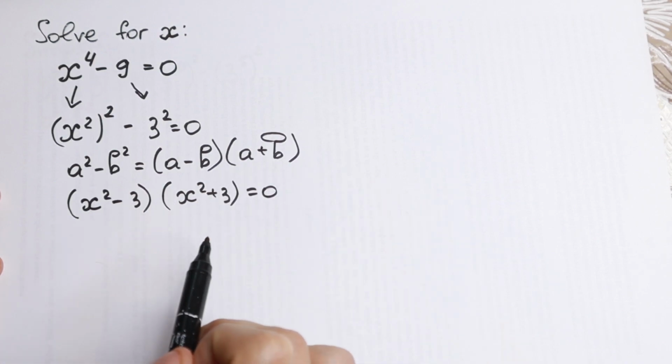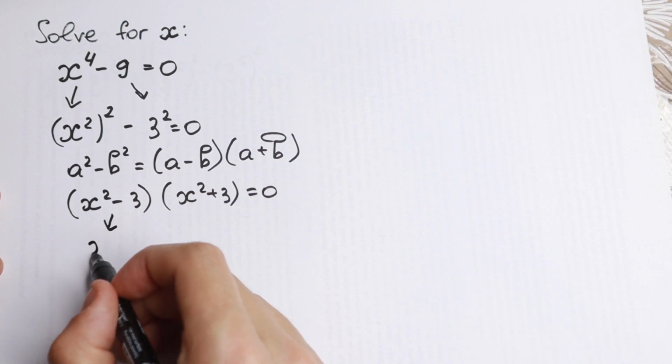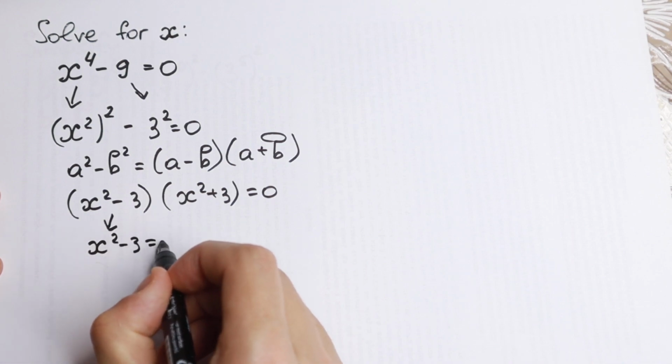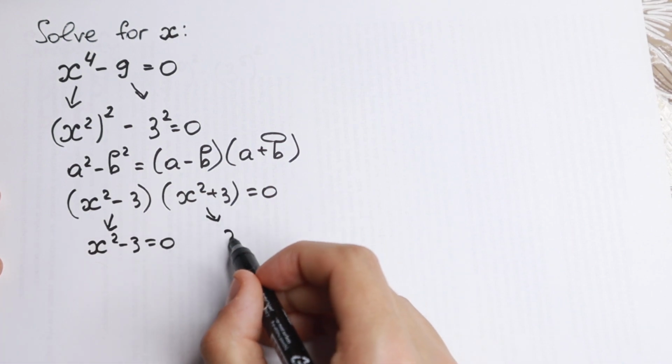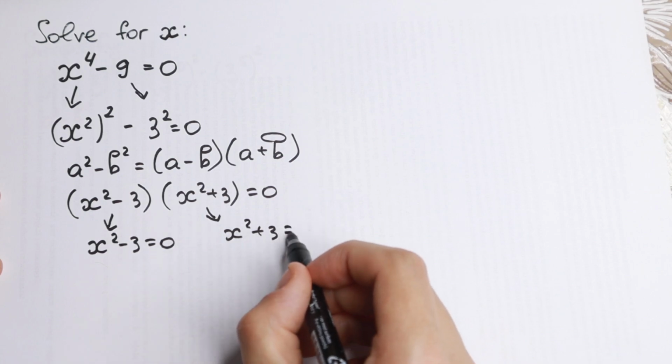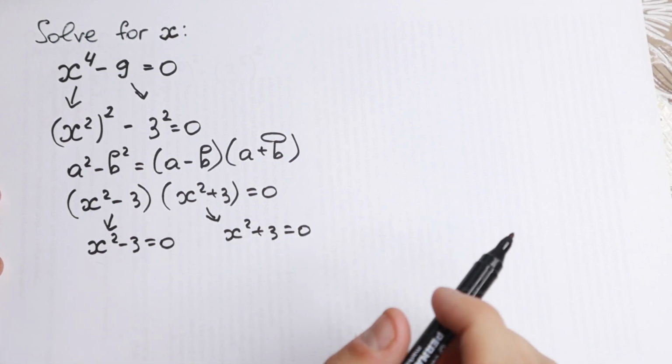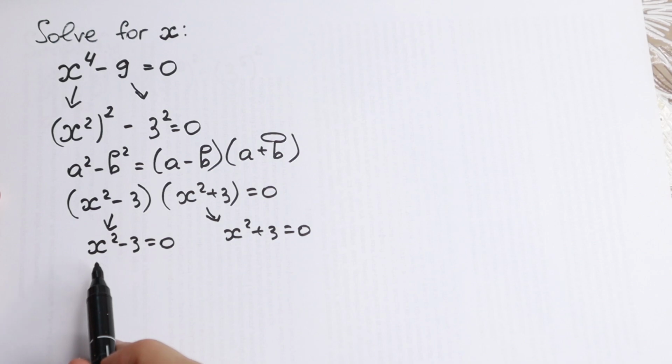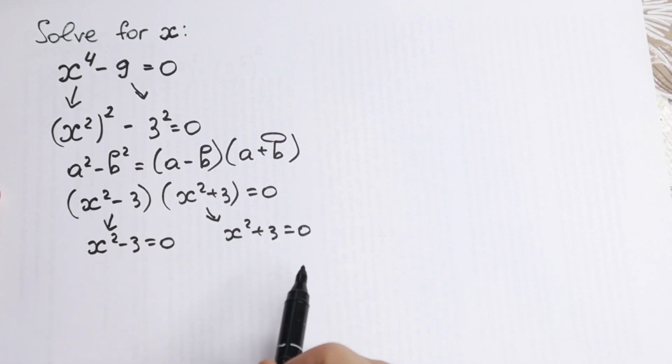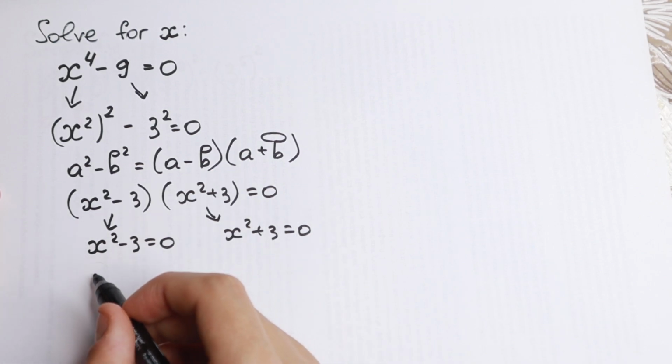So the product equal to 0, so then this one equal to 0, x squared minus 3 equal to 0, and this one equal to 0, x squared plus 3 equal to 0. And right here we will find our roots. 2 roots we will have in this equation and 2 in this equation. So let's go to this one on the left hand side.